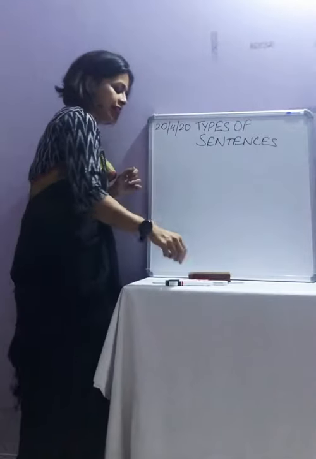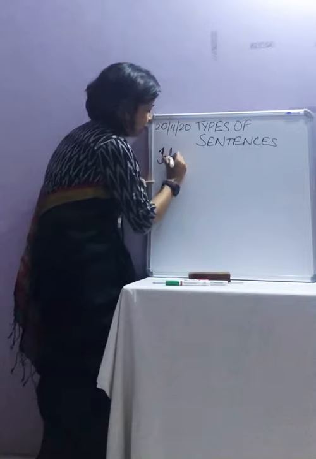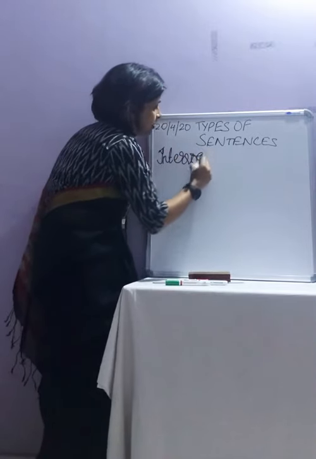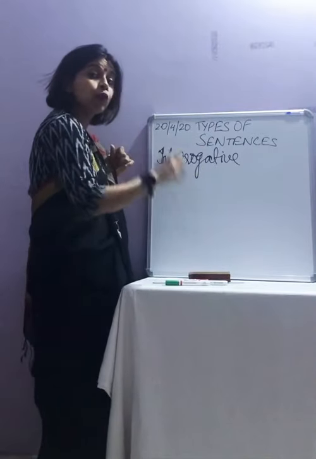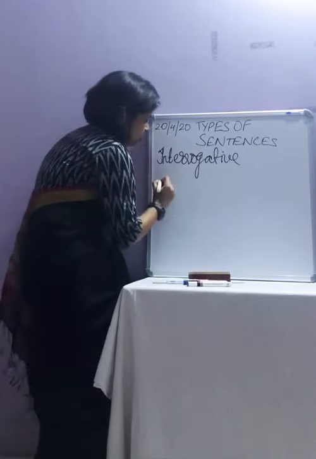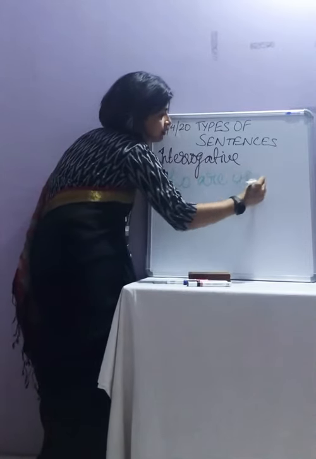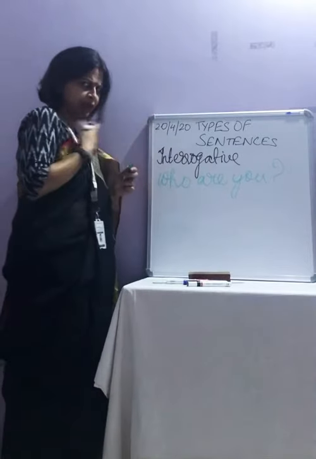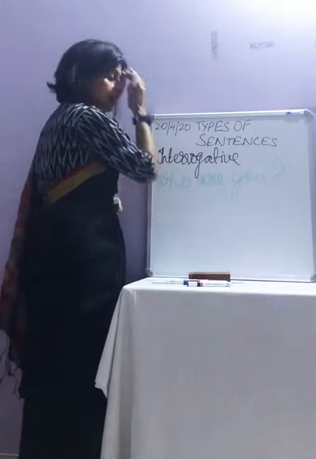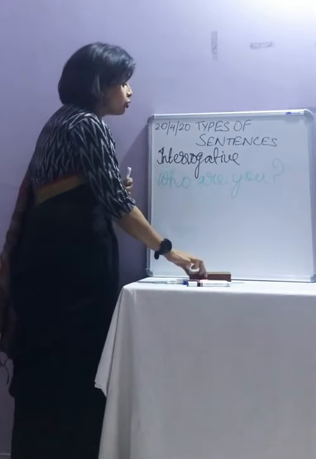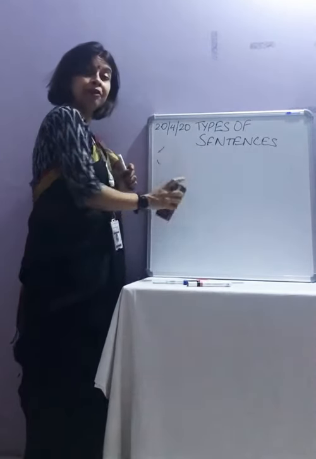Now let us continue with the next. What is the next? Next is interrogative. Children, interrogative, isn't it? Now what is interrogative? They are those which ask questions. Who are you? This is a question. Who are you? You're my student. Now W is again capital and it ends with a question mark. So these two types of sentences we had done in our previous class.